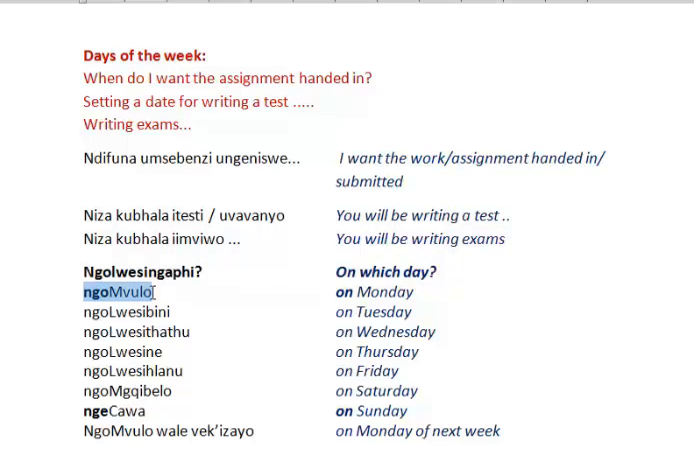Ngomvulo, on Monday. Ngolwesibini, on Tuesday. Ngolwesithathu, on Wednesday. Ngolwesine, on Thursday. Ngolwesihlanu, on Friday. Ngomgqibelo, on Saturday. Ngecawa, on Sunday. Or perhaps you would like to state one of these days of next week, Ngomvulo weveki ezayo, on Monday of next week or next Monday.